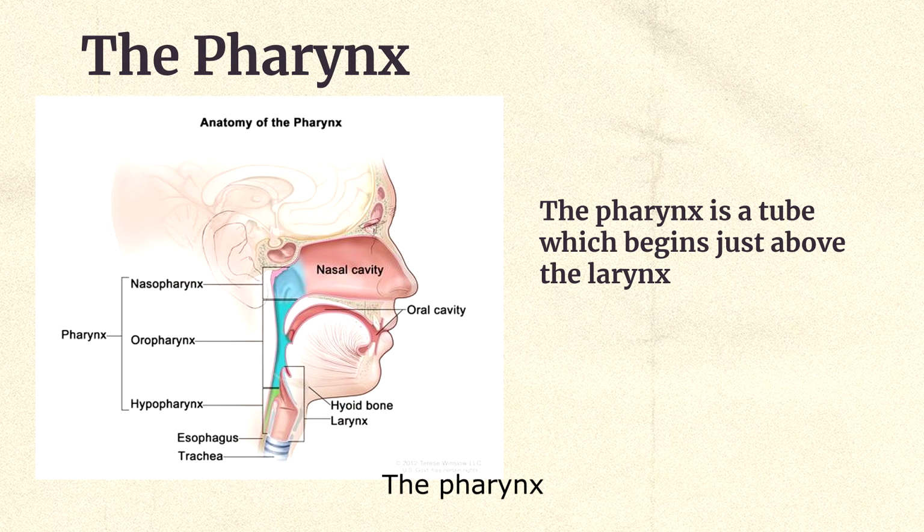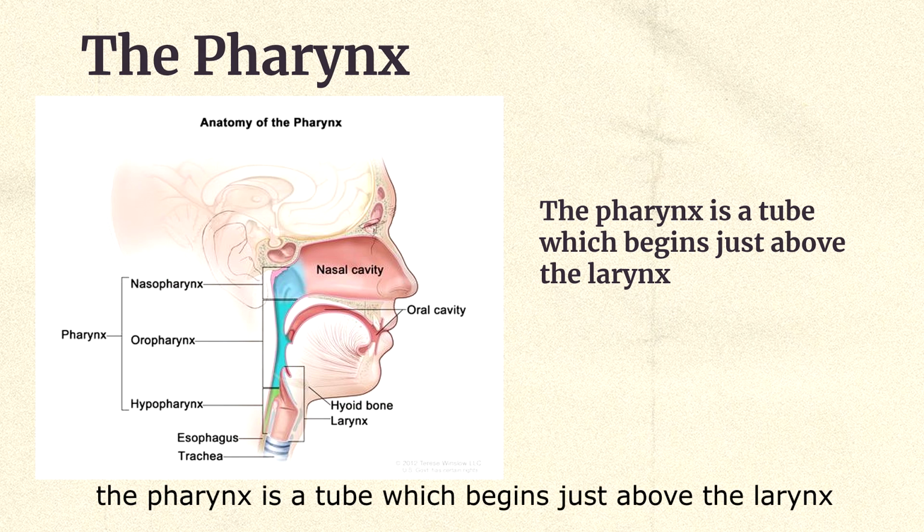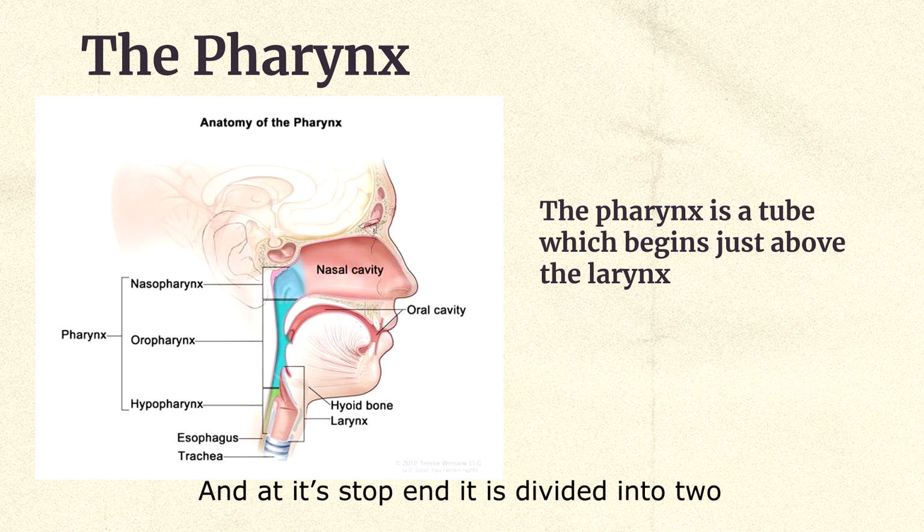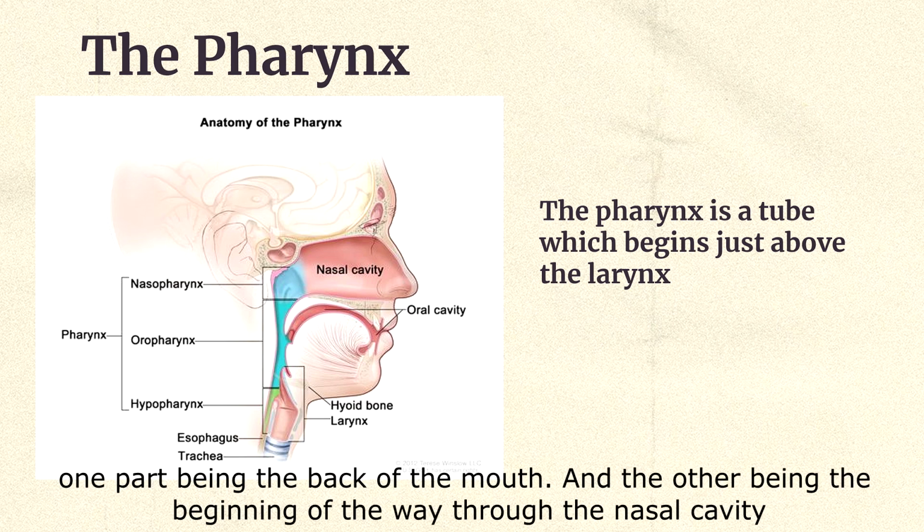The pharynx. The pharynx is a tube which begins just above the larynx. It is about 7 cm long in women and about 8 cm in men, and at its top end it is divided into two, one part being the back of the mouth and the other being the beginning of the way through the nasal cavity.